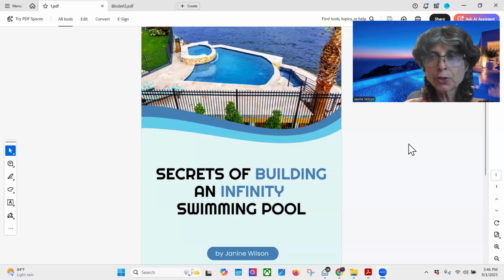So that's a conclusion, an introduction to some of the secrets of building an infinity pool, at least 10 that I gave you there. And if you want more information, or if you have problems with a pool or are in the process of building an infinity pool, contact me and let me know and see if there's anything I can do to assist you.